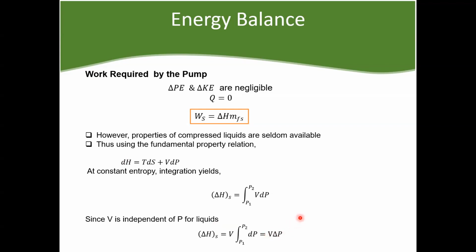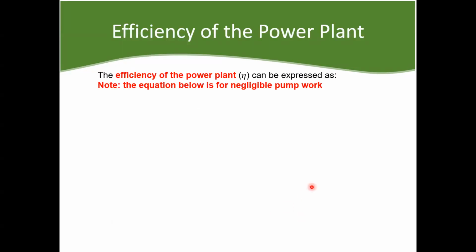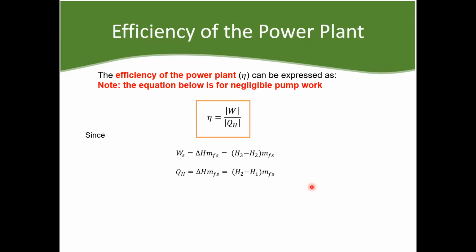So why do we compute the reversible or the ideal delta H? We can just make use of the pump efficiencies later on to compute for the delta H actual. That's the next slide actually.